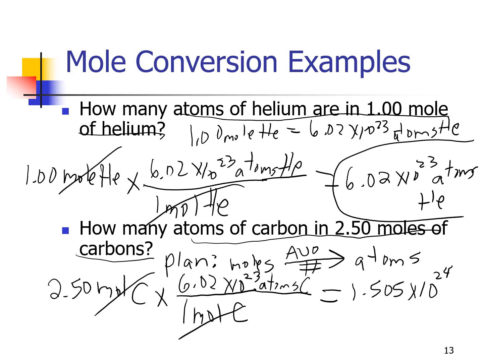Now we do always want to remember the correct amount of significant figures in my final answer. We started with 3 sig figs. My final answer should have 3. So we need to round this number up to 1.51 times 10 to the 24th atoms of carbon.